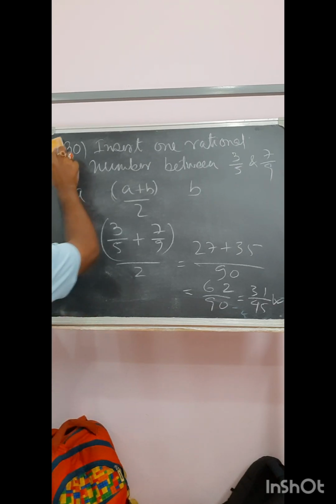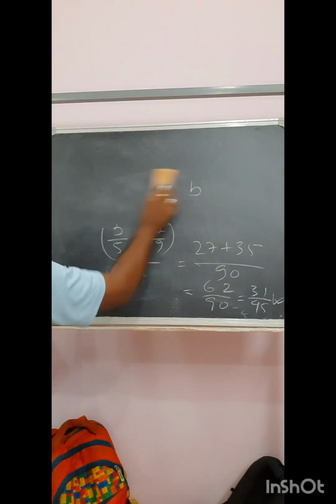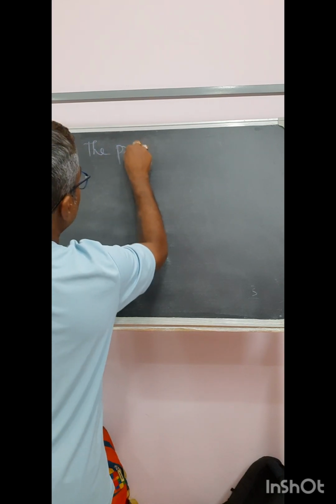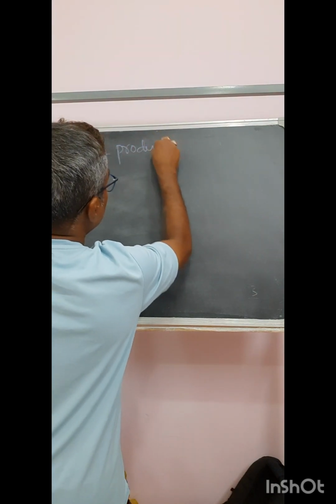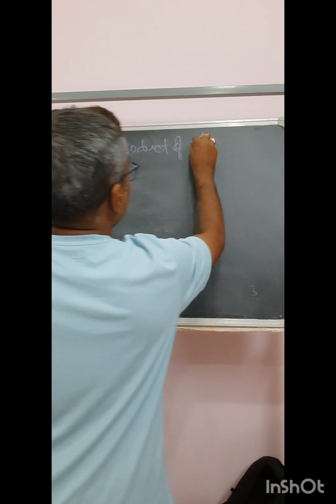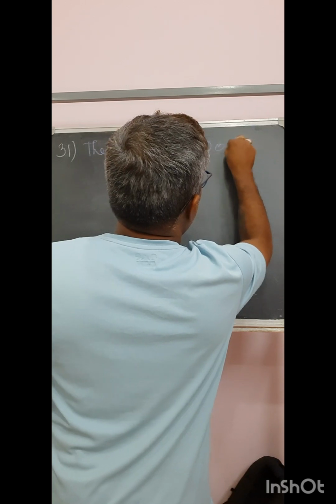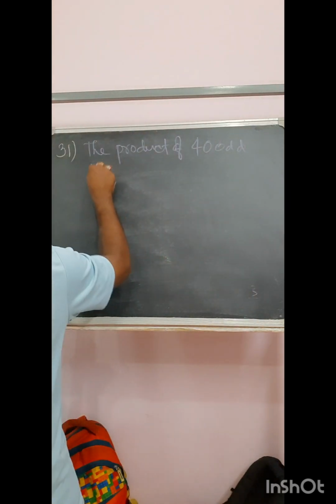Okay. So next comes 31. It says the product of 40 odd numbers is.